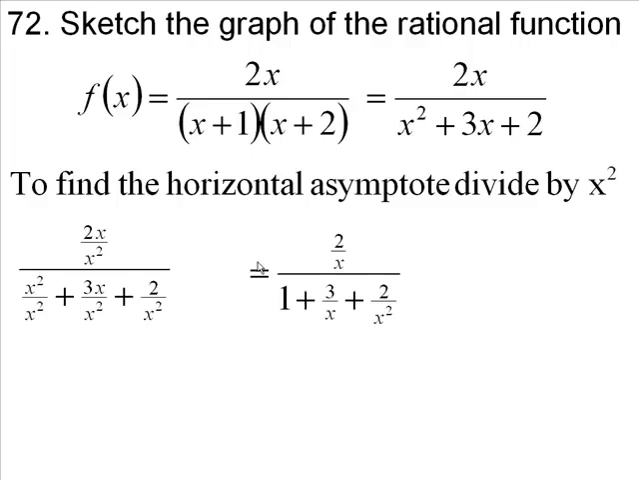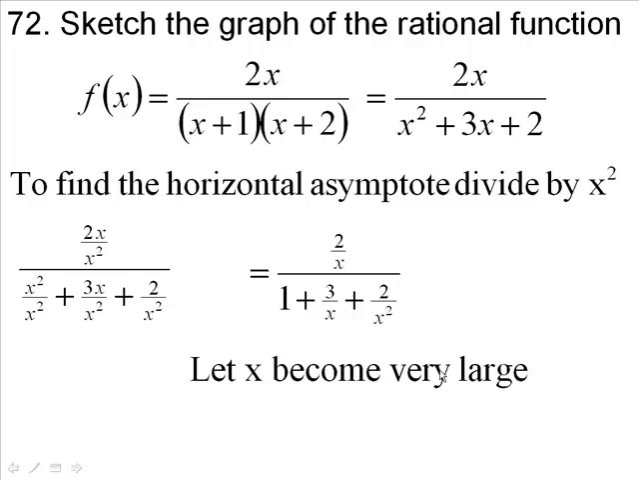Well, on the top, one of the x's cancels. You'll have 2 over x. On the bottom, you have x squared over x squared is 1. You'll have 3x over x here and 2 over x squared here. Now we're going to let x become very large. That means this is going to turn into a 0, and this into a 0, and this into a 0. So you end up with 0 on the top, because x is such a large number that you take 2 divided by a very large number, it approaches 0.